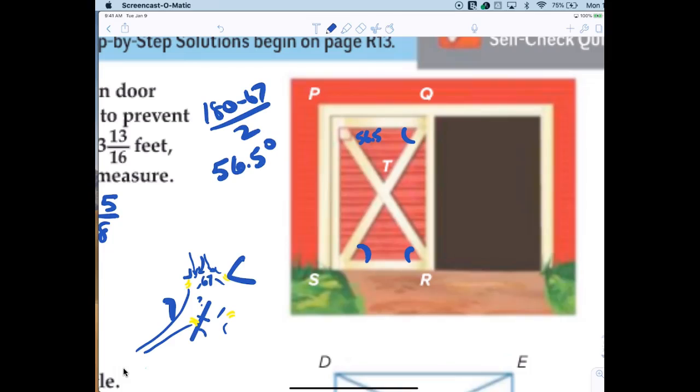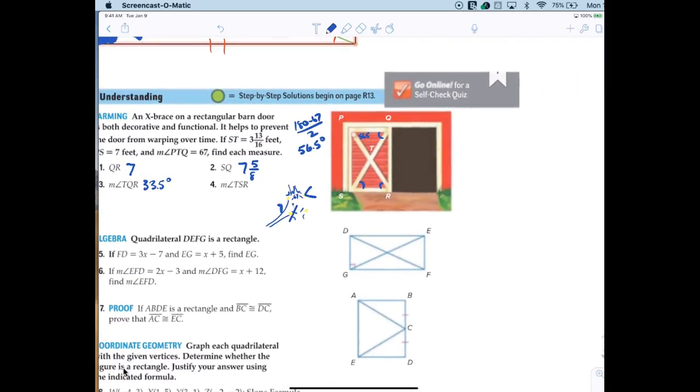Anybody have any questions? And 90 minus 56.5, what do we say it was? 33.5. Correct now? All right? Everybody good? All right, and then finally, TSR. Yes, 56.5. I'm good with that.